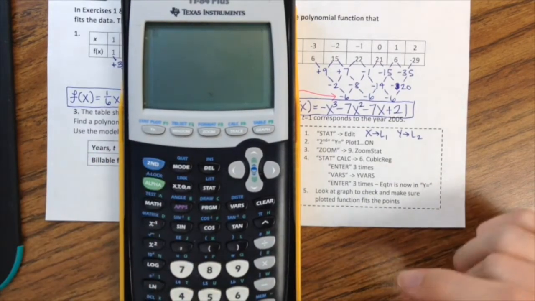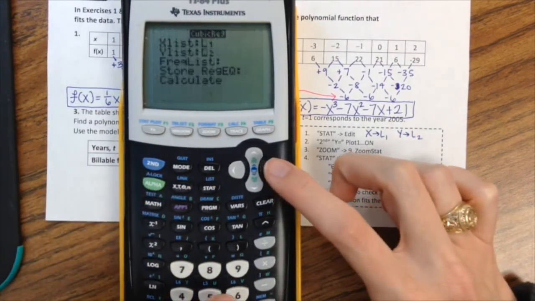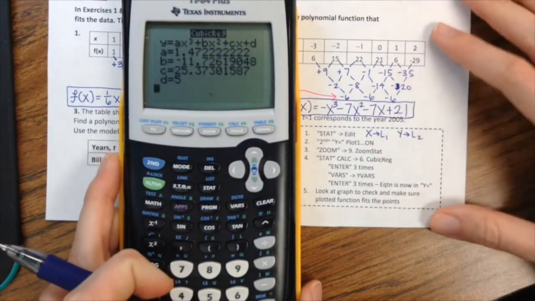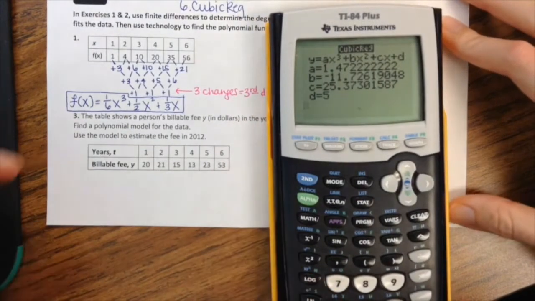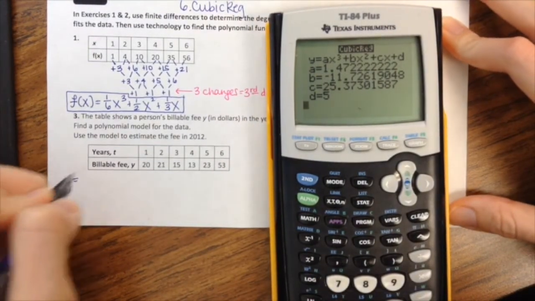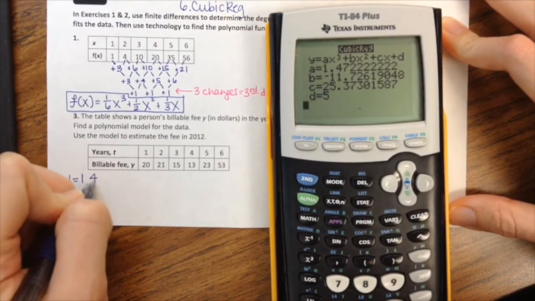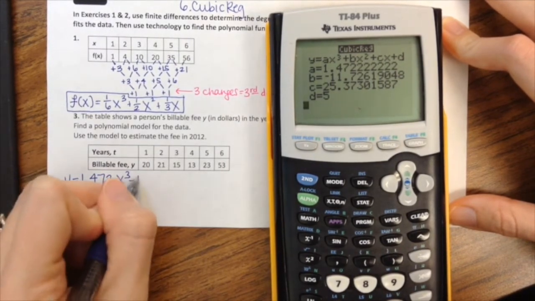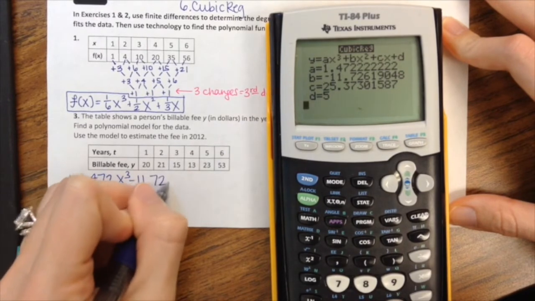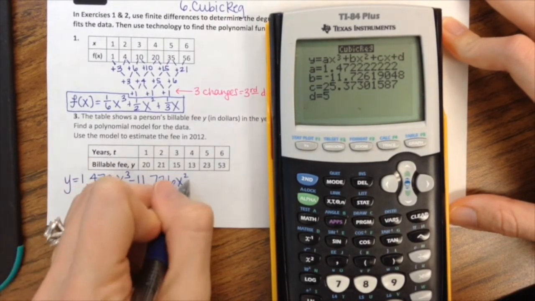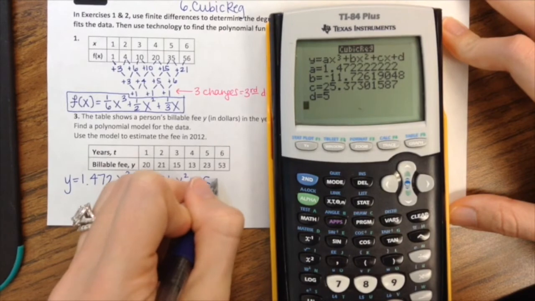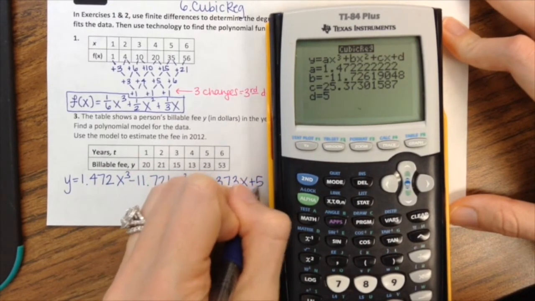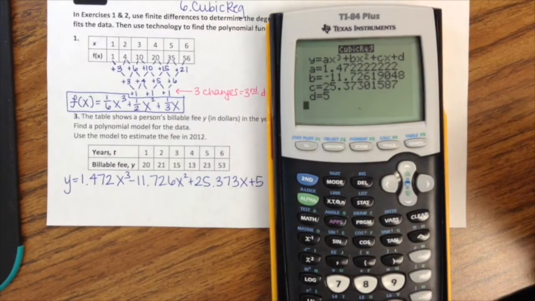So, to write that down, I'm going to have to go back and do cubic again. I'm going to round to the thousandths place here. Y equals 1.472 x cubed minus 11.726 x squared plus 25.373x plus 5. There's our function.